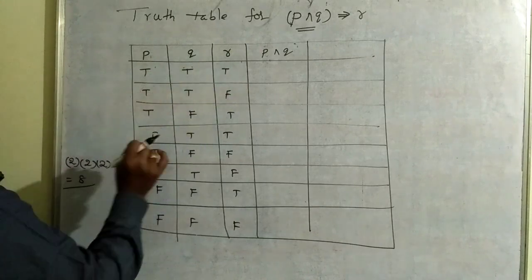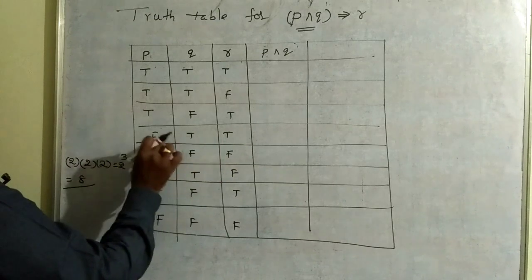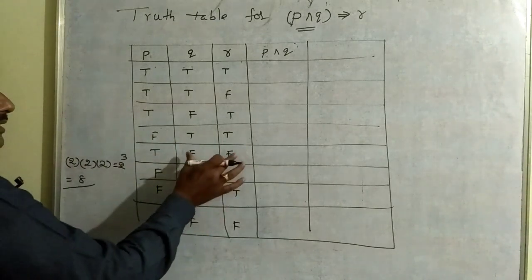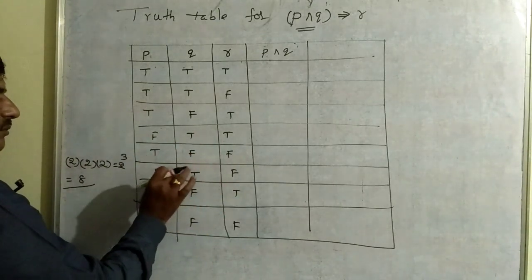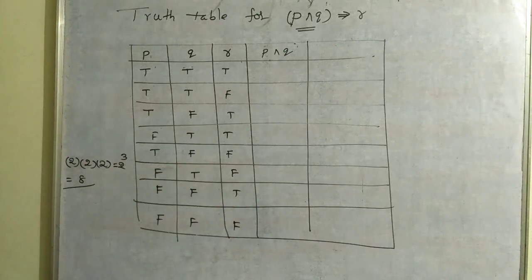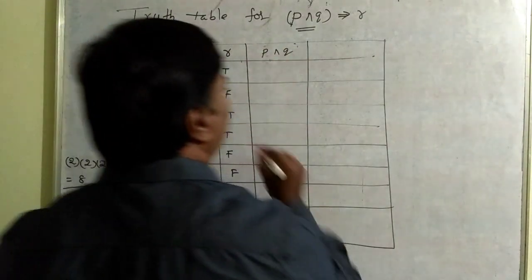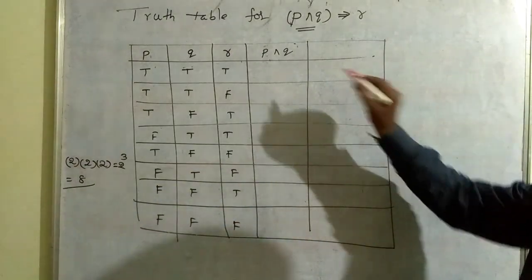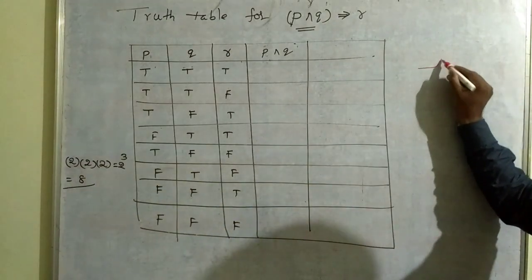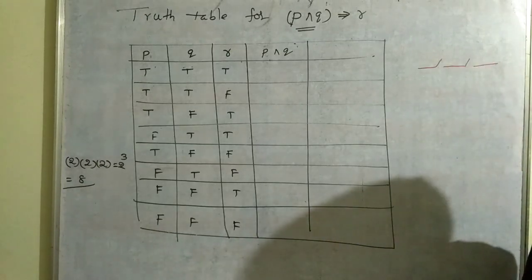Once again, see this one here. All 3 true, 2 true 1 false, 2 true 1 false, 2 true 1 false. Next again, 2 false 1 true, 2 false 1 true, 2 false 1 true, next all false. Now write the combined statement result, P and Q result. P and Q means, first of all, here we want to write the conjunction. Conjunction means we can write the result by using the circuit diagram.